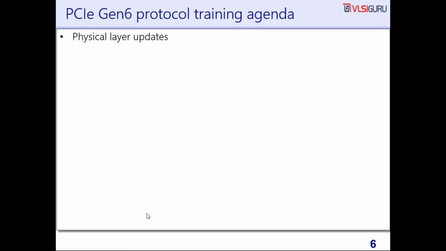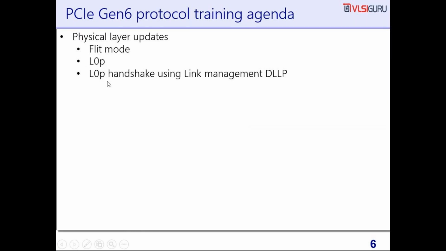We'll also talk about physical layer updates, like what is Flit mode, and the concept of L0p, L0 partial. It gives us a provision where the link, without even moving out of L0 state, continues to stay in L0 state, keeping itself in a partial state, where not all lanes will be active. Some lanes will be kept in electrical idle, some lanes will be active. That is why we call it the L0 partial state. We will also understand how L0 partial handshaking is done using link management DLLP. Then the concept of L0s has been removed in Gen 6 in Flit mode.